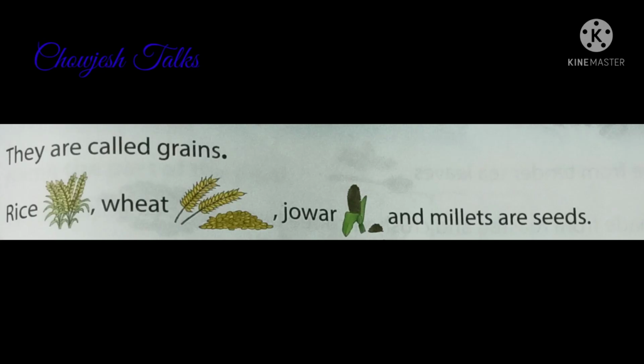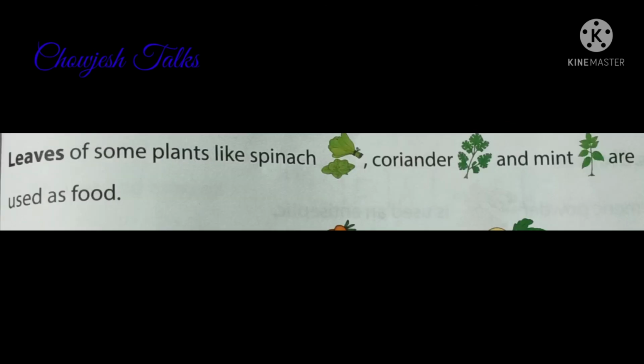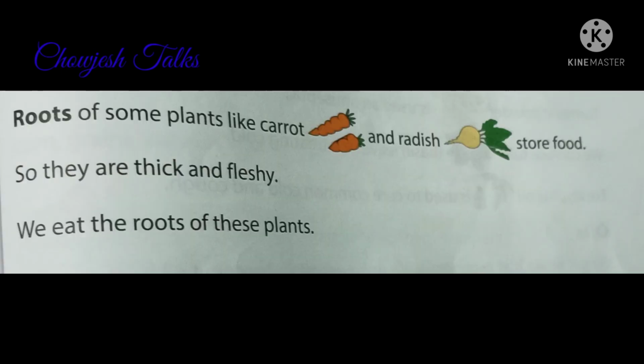Grains. Rice, wheat, jowar, and millets are seeds. Leaves of some plants like spinach, coriander, and mint are used as food. Roots of some plants like carrot and radish store food, so they are thick and fleshy. We eat roots of these plants.